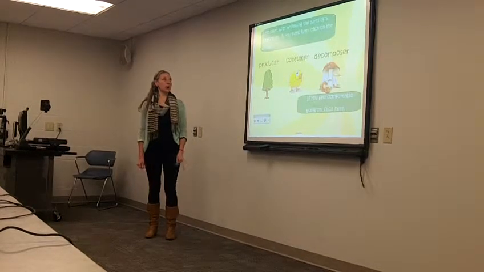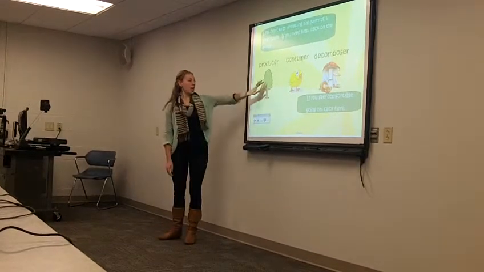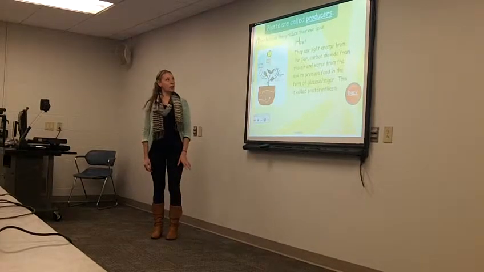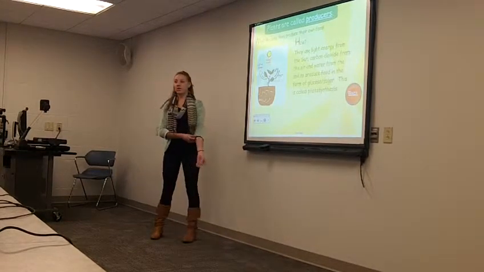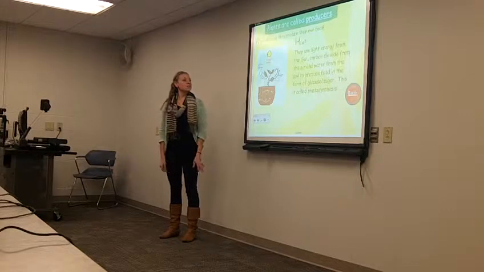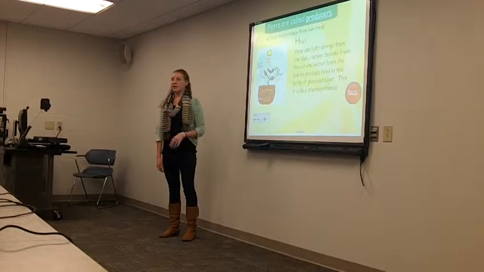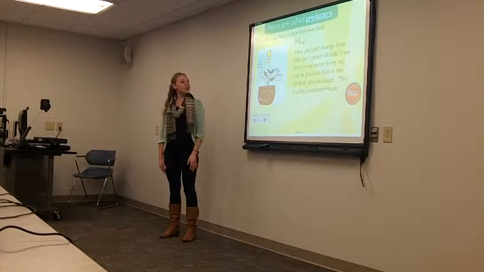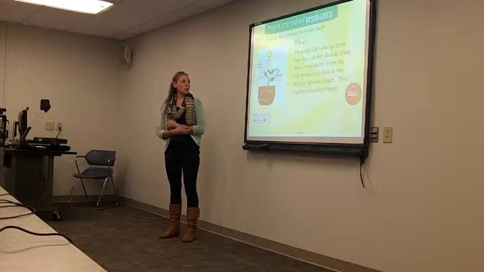So let's review parts of the food chain. A producer: plants are producers because they produce their own food. They use the light energy from the sun, carbon dioxide from the air, and water from the soil to make their own sugar.